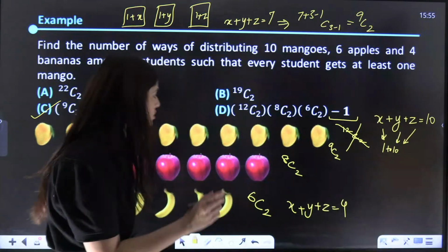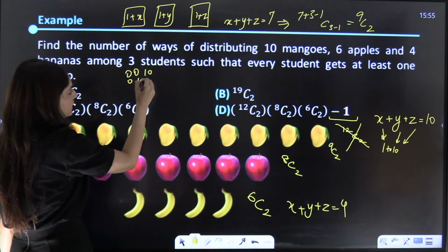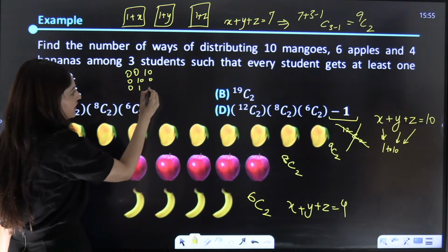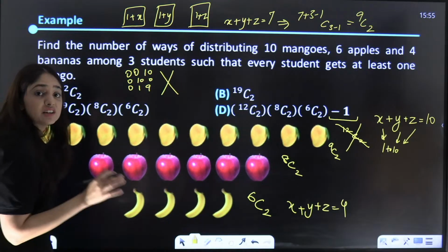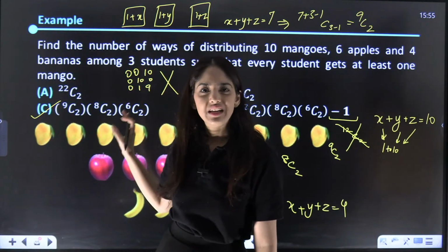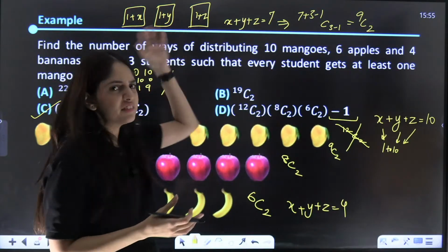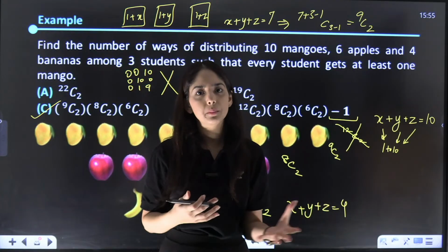It's not just 0, 0, 10. It can also be 0, 10, 0, or 0, 1, 9. Even this, all of these are being counted. That should not be counted. So instead of checking how many cases we are miscounting, we will directly give each of the students 1 mango and then distribute the remaining 7 mangoes.